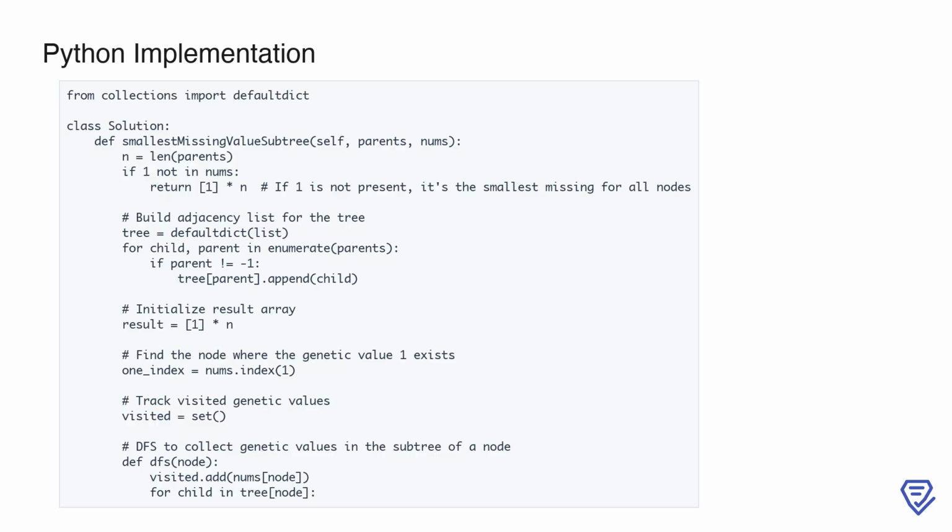Next, we build the adjacency list using a loop over the parents array. Each parent-child relationship is added to the tree dictionary, skipping the root node which has a parent of -1. After constructing the tree, we initialize the result array with 1 for all nodes, as 1 is the default smallest missing value before any computation. We then locate the index of the node where the genetic value 1 exists in the nums array and store it in 1_index. Additionally, we create a visited set to keep track of genetic values encountered during traversal. Finally, we define a helper function DFS for depth first search, which will recursively explore the subtree of a given node and add genetic values to the visited set.